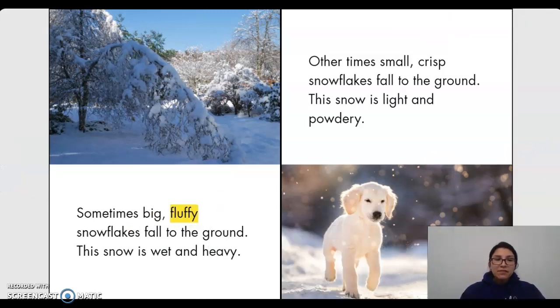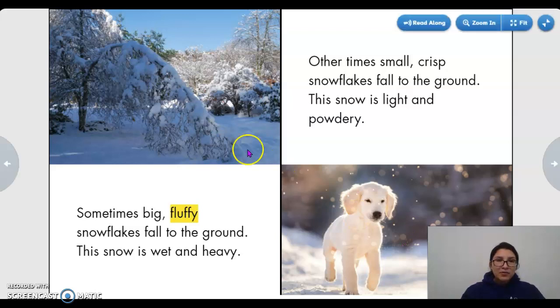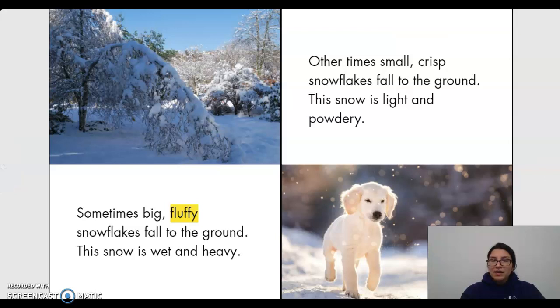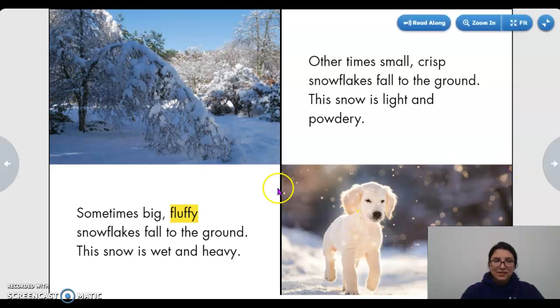Sometimes big, fluffy snowflakes fall to the ground. This snow is wet and heavy. We're looking at this picture right here. Other times, small, crisp snowflakes fall to the ground. This snow is light and powdery. Do you see the difference? These are big, fluffy snowflakes. The snow is wet and heavy. Right here, it's small and crisp and light and powdery.